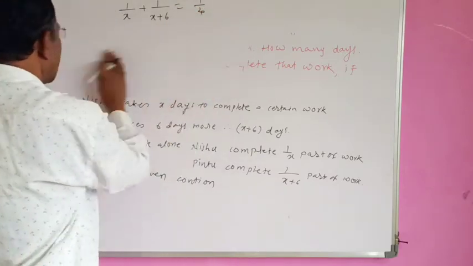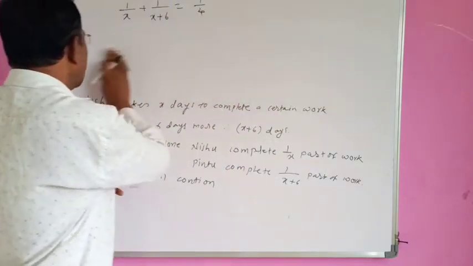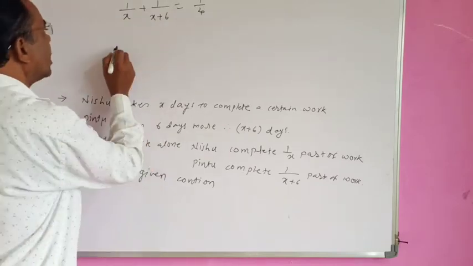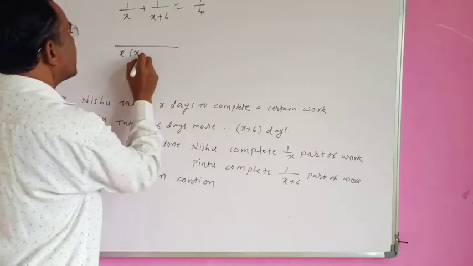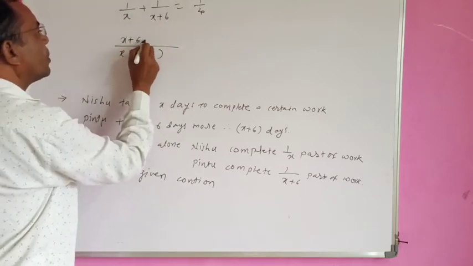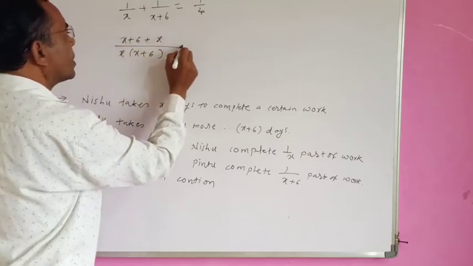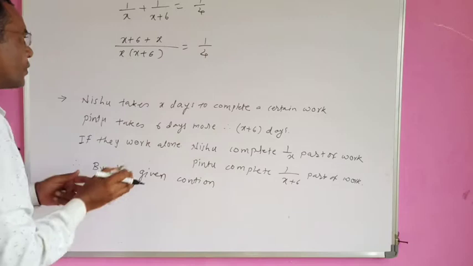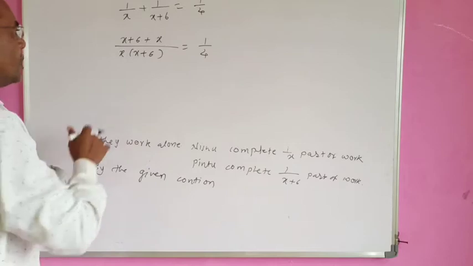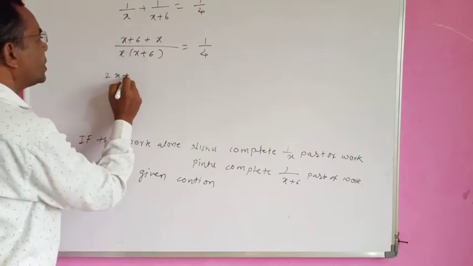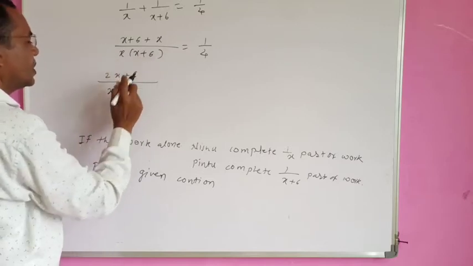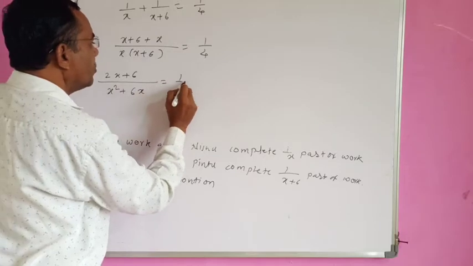Here we got the equation and we have to convert it into the standard form of the quadratic equation. Taking LCM here, x in a bracket x plus 6, and this x plus 6 goes here. x plus 6 plus this x into 1, that is x, is equal to 1 by 4. Now x plus x becomes 2x. 2x plus 6 divided by x into x, that is x square, plus x into 6, that is 6x, is equal to 1 by 4.